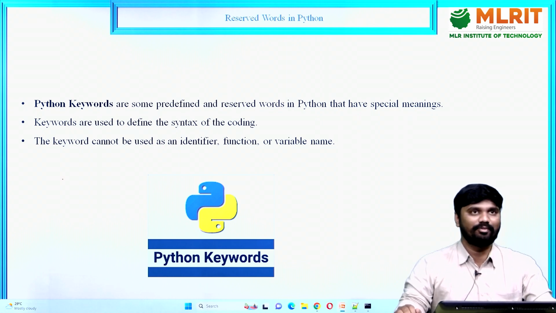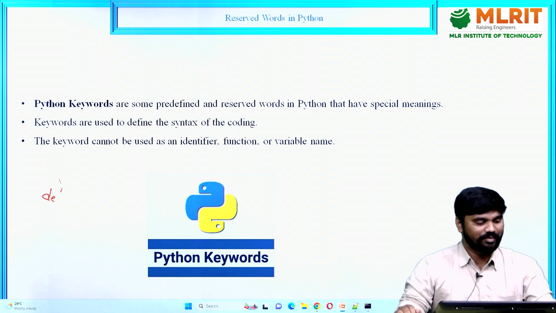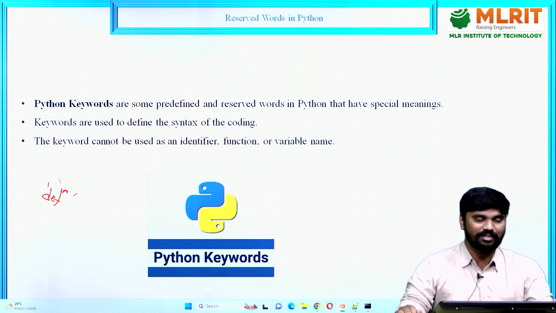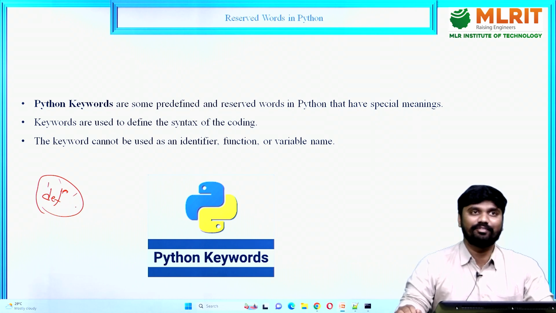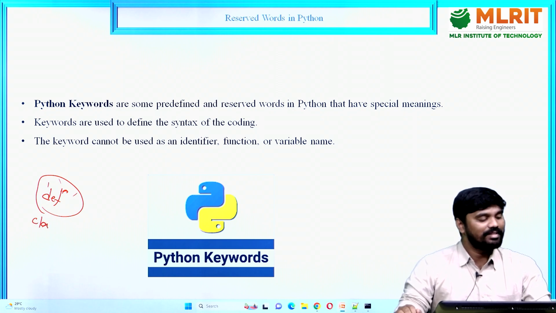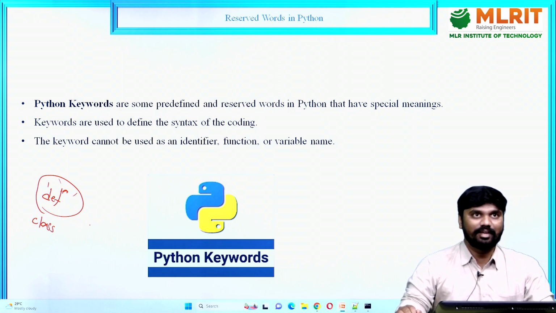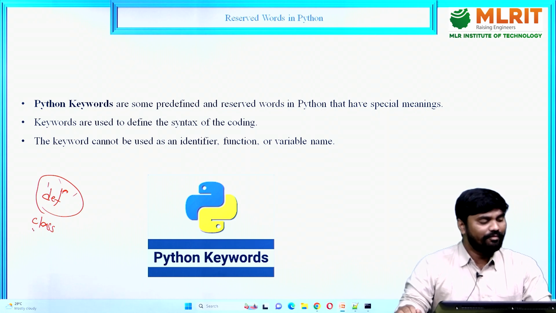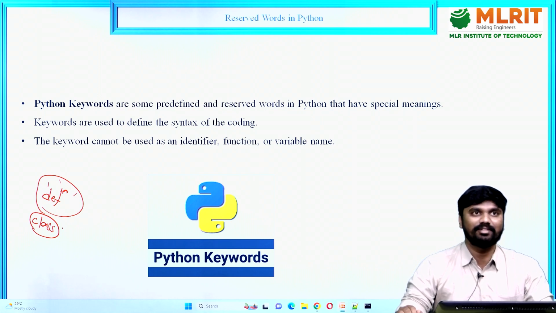For example, def is a keyword, and Guido van Rossum gave this keyword some functionality, which is used to define a function. Similarly, class is a keyword, and for this keyword Guido van Rossum gave a special meaning, that is, we can use the class keyword to define a class.